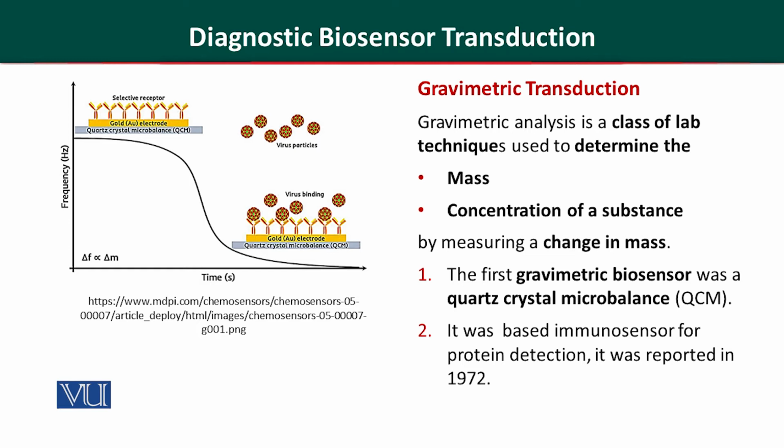The first type of sensor which we are going to discuss is the gravimetric transduction sensor. Gravimetric is a lab technique used to determine the mass and the concentration of a substance by measuring the change of mass. It means that when the biorecognition process increases or decreases the mass, we can use gravimetric transduction. The first gravimetric biosensor was introduced in 1972.